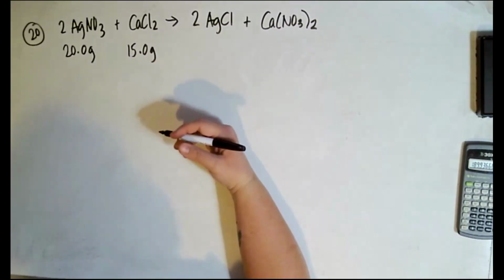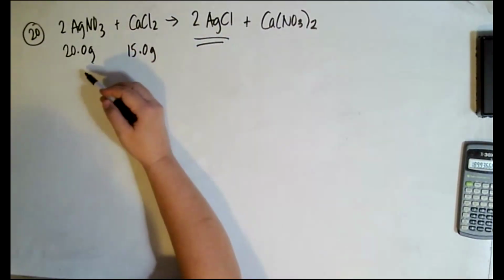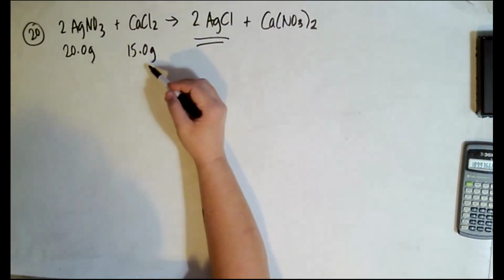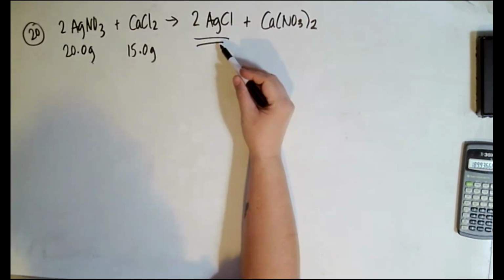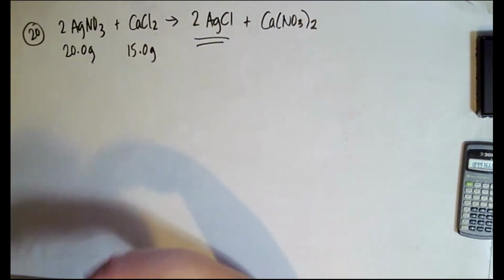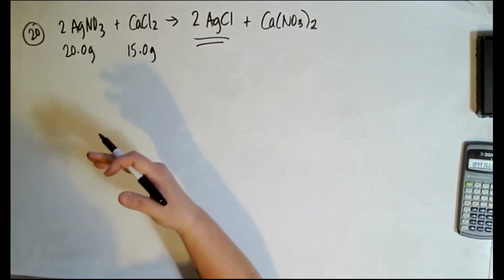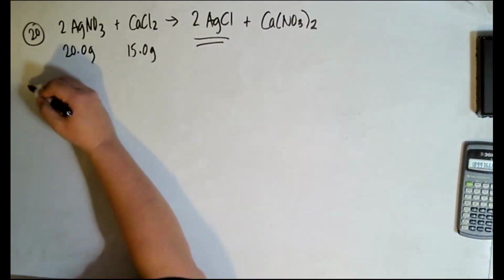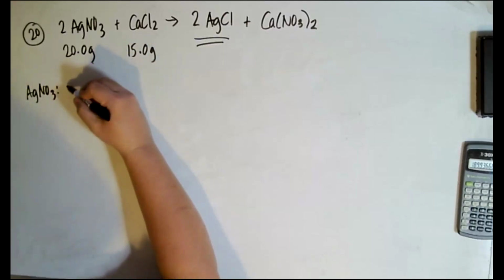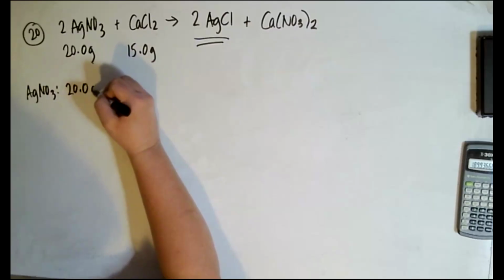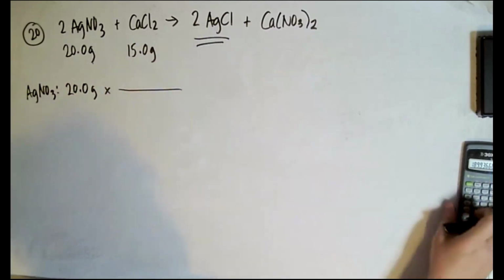So this question says, in the following reaction, how many grams of AgCl will precipitate when 20 grams of AgNO3 reacts with 15 grams of CaCl2? So these 2 things are going to react together. They're going to form AgCl. And we need to know how much AgCl is formed when our limiting reactant runs out. Okay, we don't know which one is limiting yet, so we have to do the calculation for both of them. So for our AgNO3, we're going to start with our 20 grams. And then for this first calculation, we're going to use our molar mass for AgNO3.